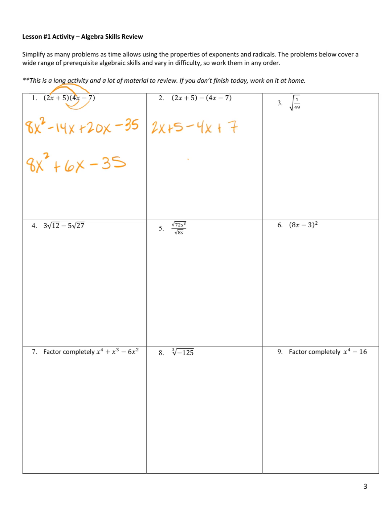And then we just combine like terms. 2x minus 4x is negative 2x. 5 plus 7 is 12.